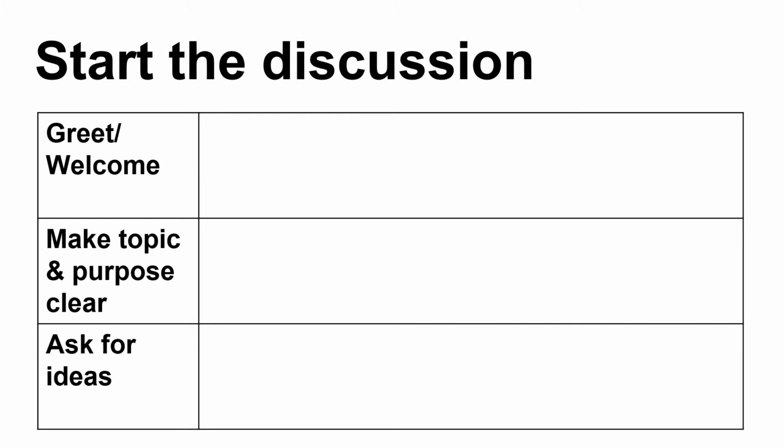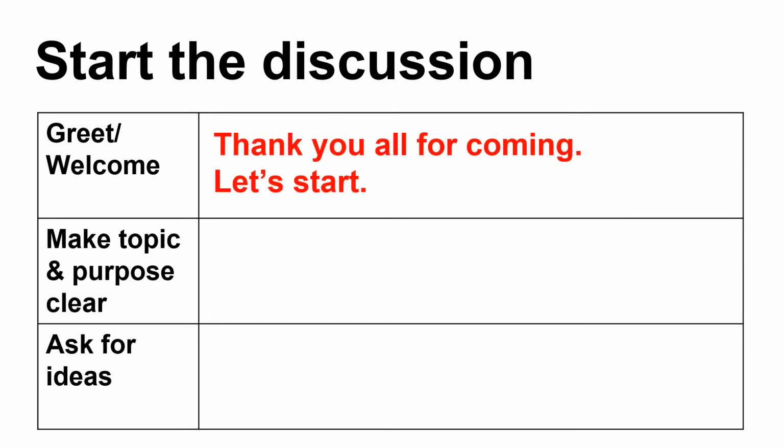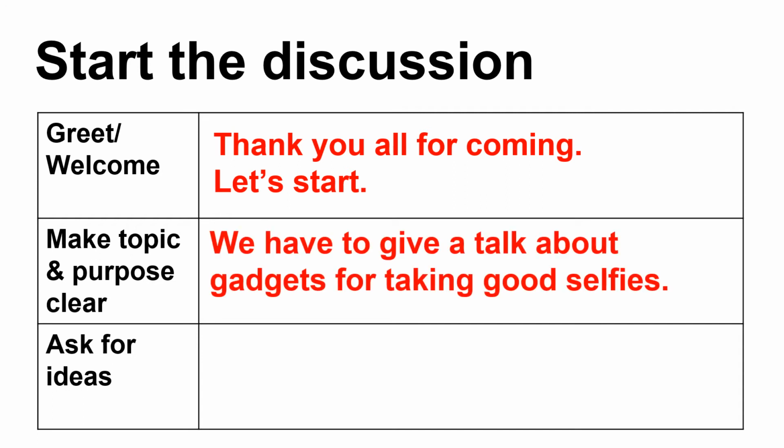You need to greet and welcome everybody. You do that by saying, "Thank you all for coming. Let's start." Okay, this is just an example. You can say different things, but remember to do it. And then you want to make the topic and the purpose of your discussion clear. So you can say, "We have to give a talk about gadgets for taking good selfies."